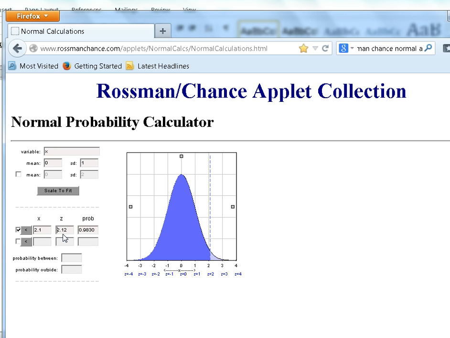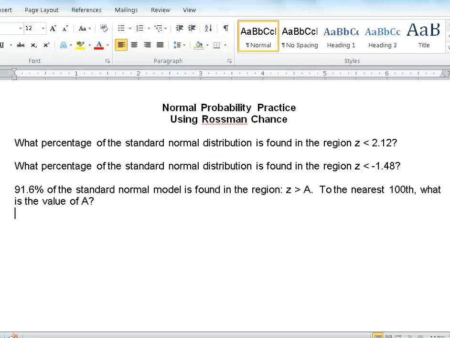Supposing I wanted to find the percent that falls greater than 2.12, all I have to do is click on this greater than and less than button. That would say that 0.0170, or 1.70%, of the curve falls greater than a z value of 2.12.